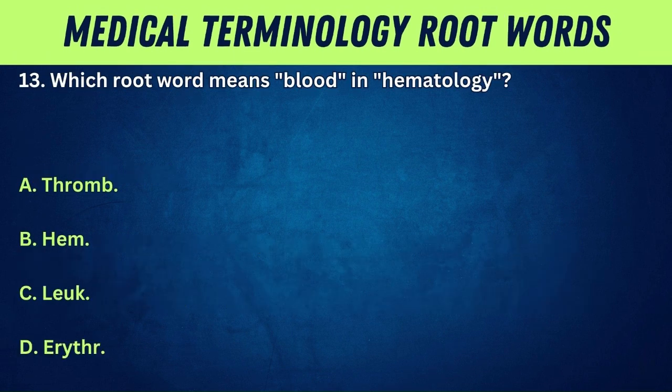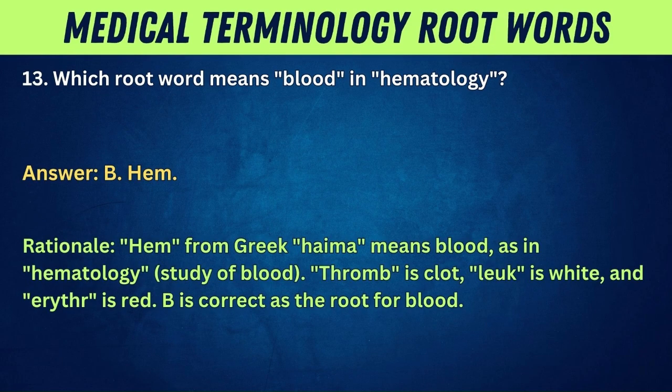13. Which root word means blood in hematology? A. Throm. B. Hem. C. Leuk. D. Erythr. Answer: B. Hem. Rationale: hem from Greek haima means blood, as in hematology, study of blood. Throm is clot, leuk is white, and erythr is red. B is correct as the root for blood.